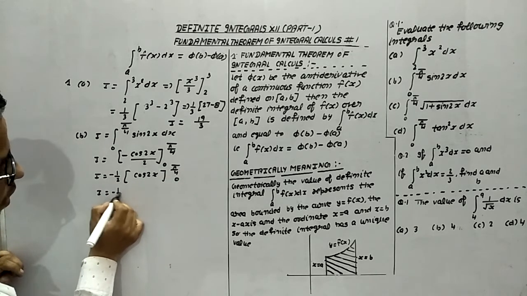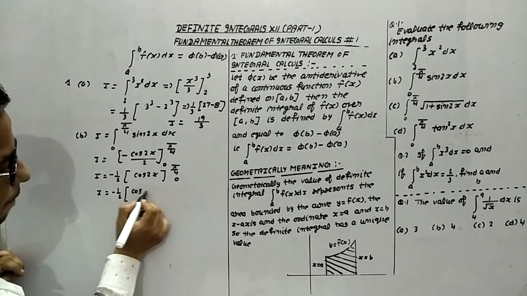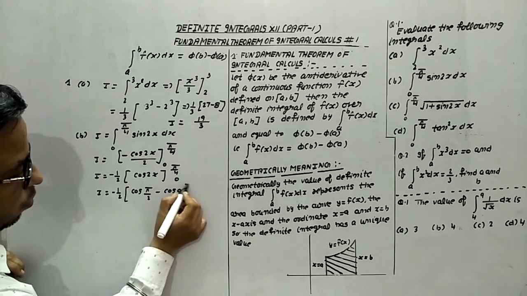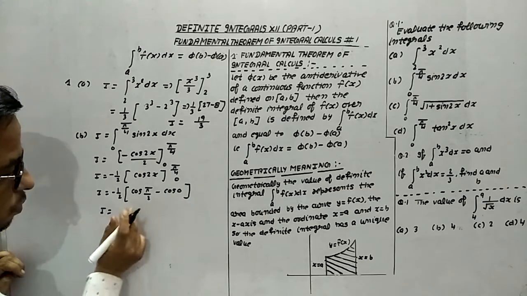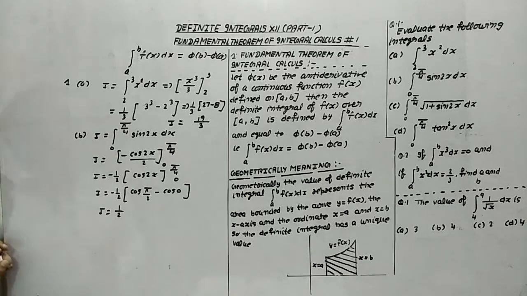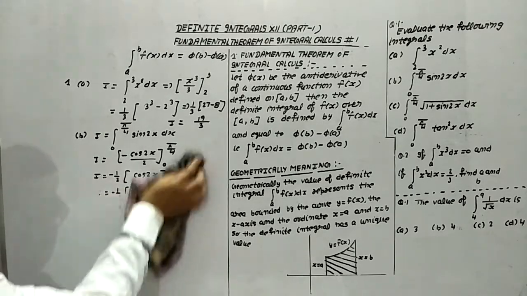It means minus half, cos pi by 2, because this becomes pi by 2, minus cos 0. Cos pi by 2 is 0 only. Cos 0 is 1. It means this becomes half. So this is the way of integration for this part.